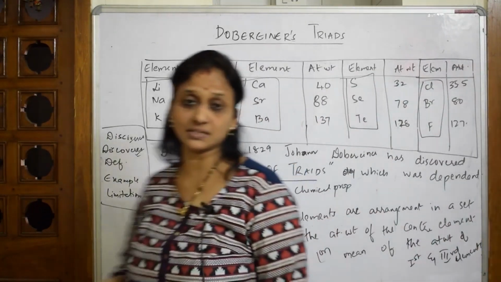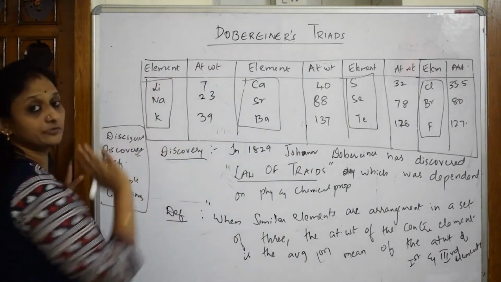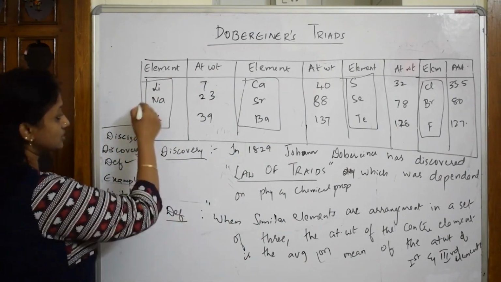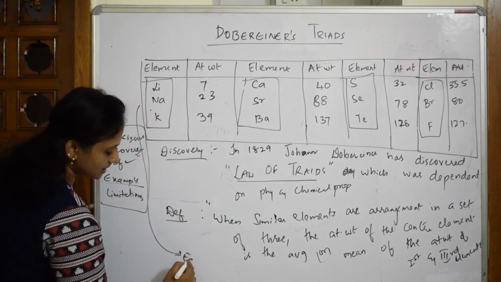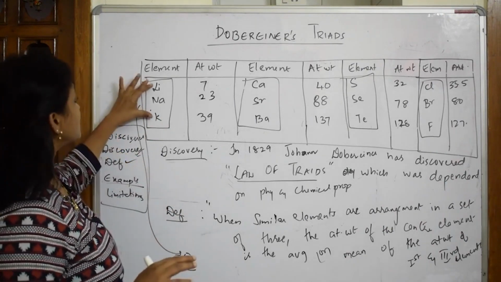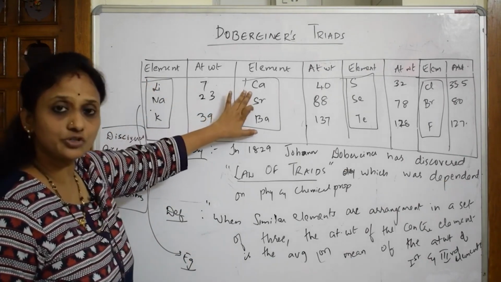He has to prove his definition, isn't it? So the definition is over. Now I need to take the example. I've written example here, so this example will come here. Please take that example here. Now what he did is he picked up certain sets. The first set with similar properties was lithium, sodium, potassium. Then the next set was calcium, strontium, barium.